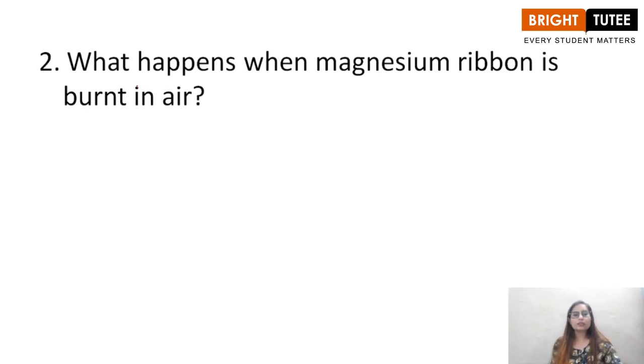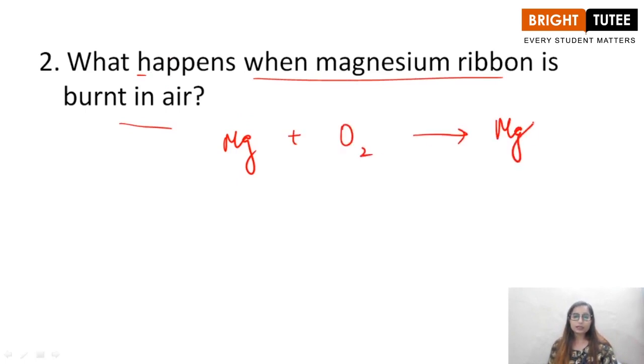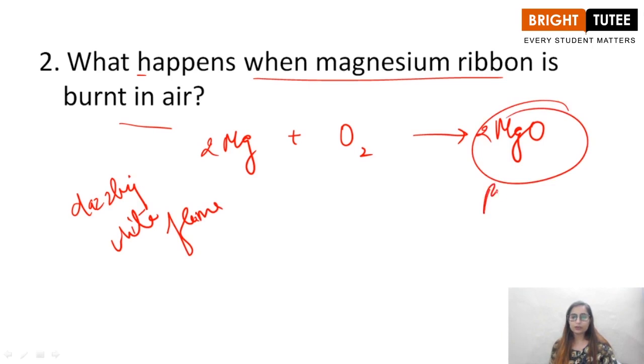Second question, what happens when magnesium ribbon is burnt in air? When magnesium ribbon is burnt in air, it reacts with the aerial oxygen very vigorously, producing a dazzling white flame and magnesium oxide as the product, which is a white powder.